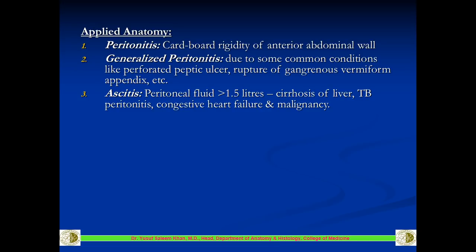Okay, so whenever you see ascites, a big belly filled with fluid, then you can imagine it might be because of cirrhosis of the liver, TB peritonitis, congestive heart failure or malignancy. These are the four commonest conditions. The peritoneum also forms a route by which metastatic spread of carcinoma takes place. There are different routes by which carcinoma can spread. It can be through the lymphatics, through the blood, sometimes even through the peritoneum.